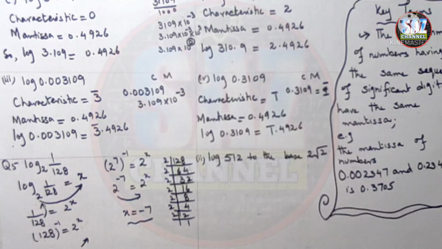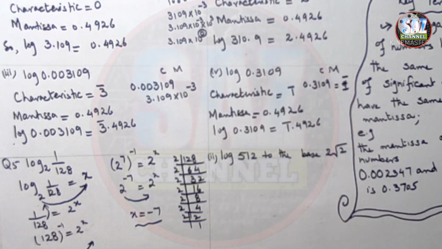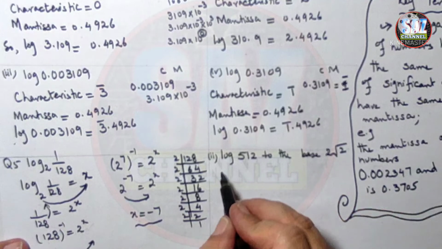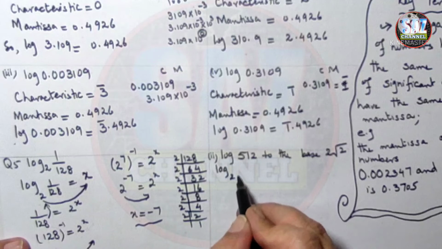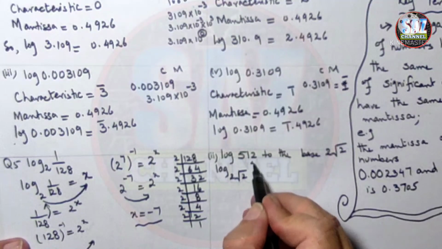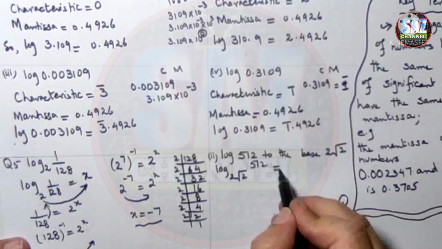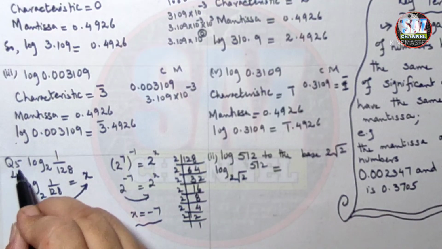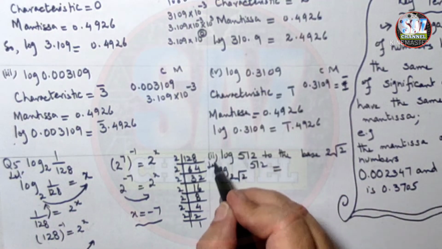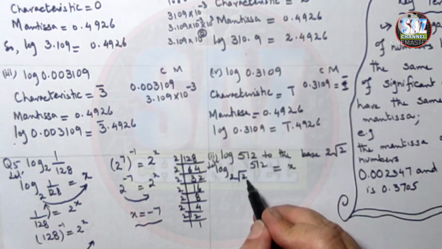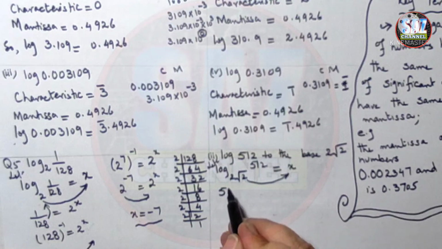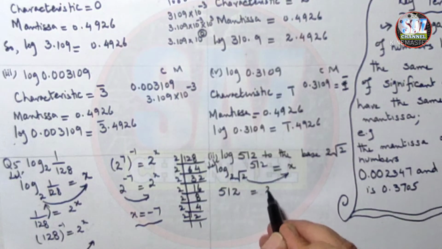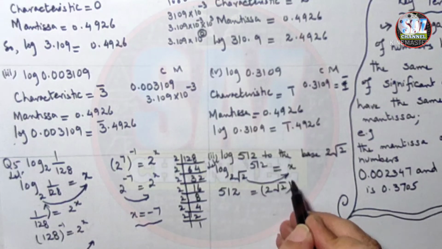Moving to the second part, it says log 512 to the base 2 root 2. We have to evaluate log 512 to the base 2 root 2. Again, 2 root 2 is the base of 512, and we suppose that this is equal to x. Now we turn the logarithmic equation into an exponential equation: 512 equals 2 root 2 raised to the power of x.